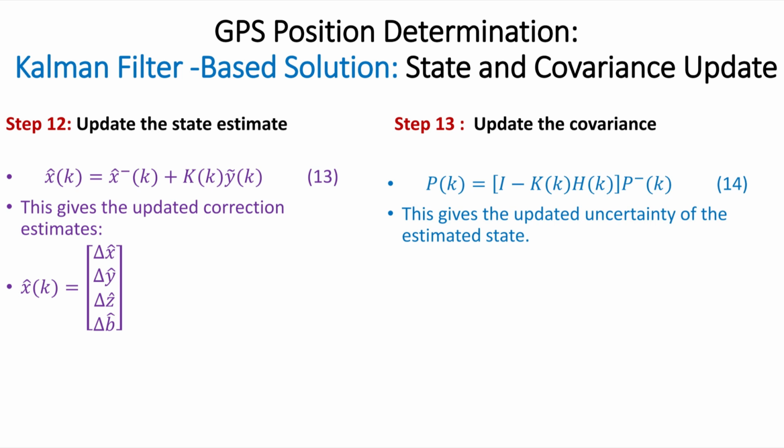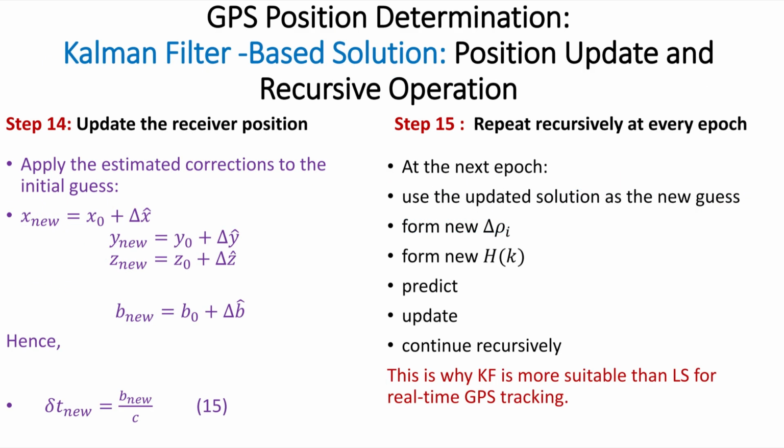The covariance matrix is also updated to represent the uncertainty remaining after the measurement update. Finally, the estimated corrections are applied to obtain the improved receiver position and clock bias. This updated solution becomes the starting point for the next measurement epoch. The predict and update process continues recursively, making the Kalman filter well suited for real-time GPS tracking.